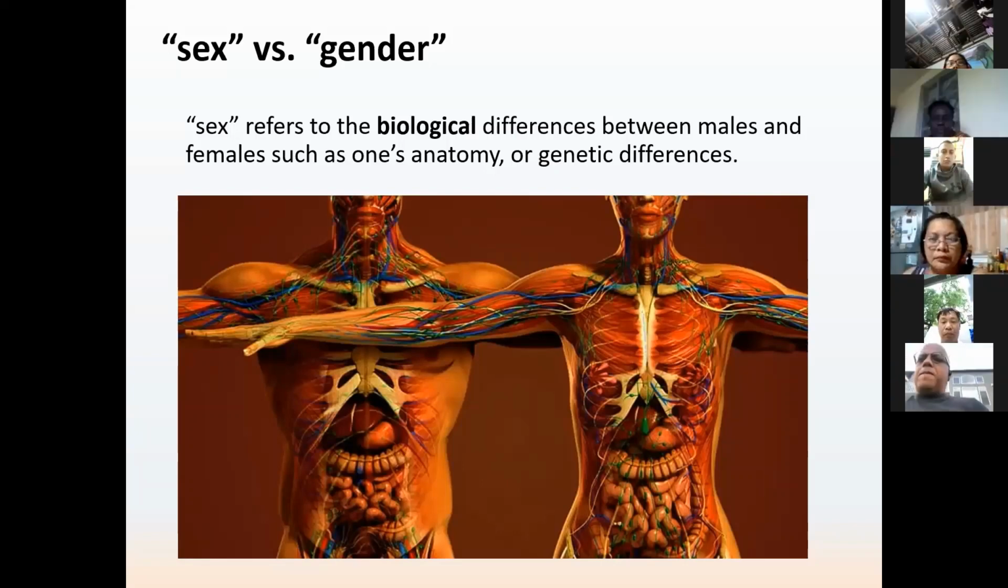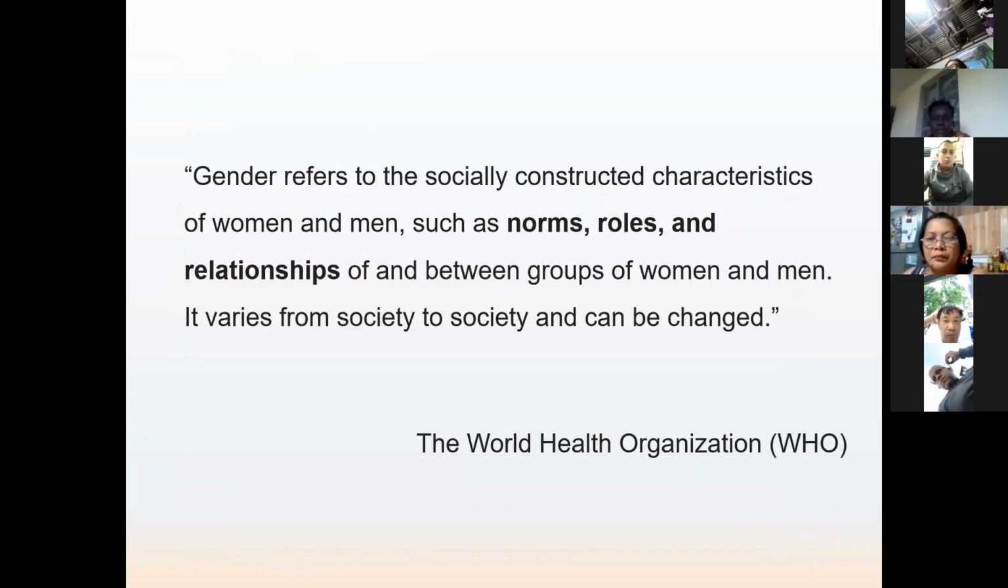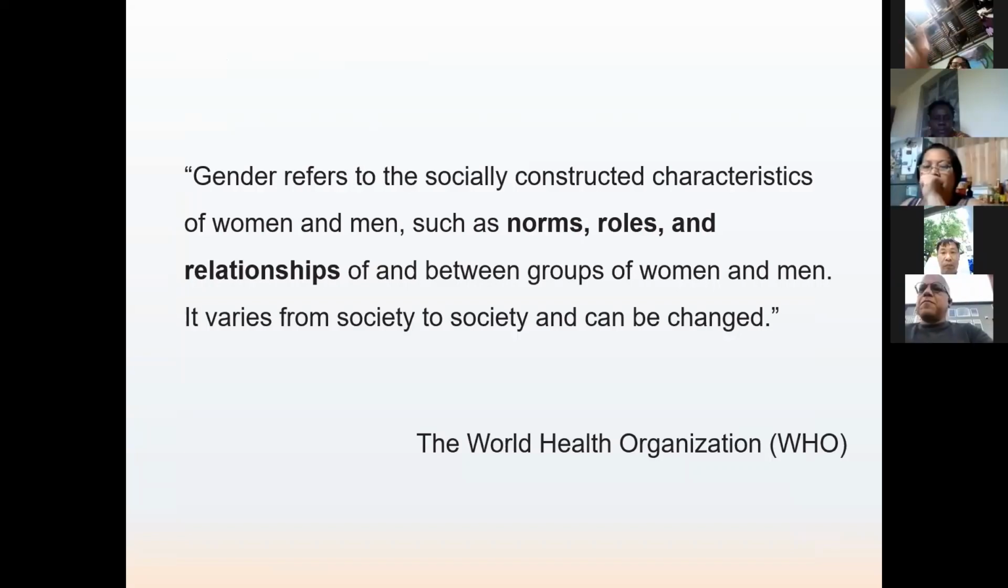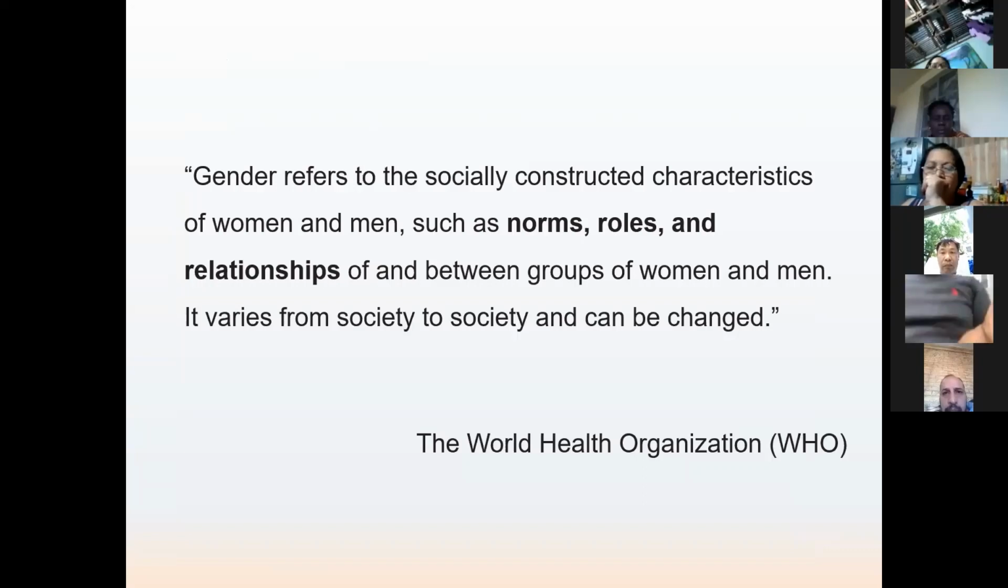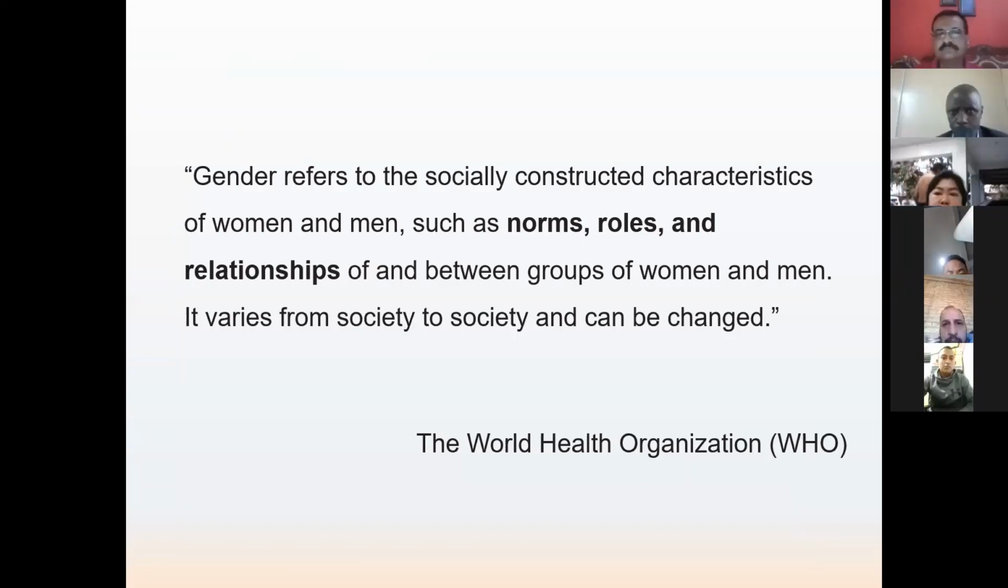The World Health Organization defines gender as such. Gender refers to the socially constructed characteristics of women and men, such as norms, roles, and relationships of and between groups of women and men. It varies from society to society and can be changed.